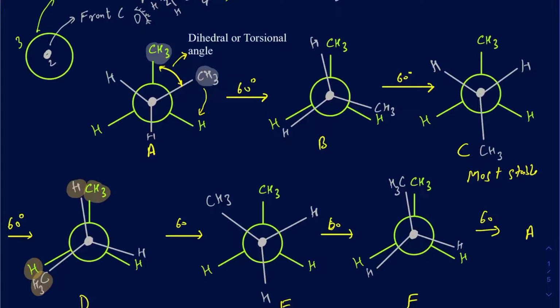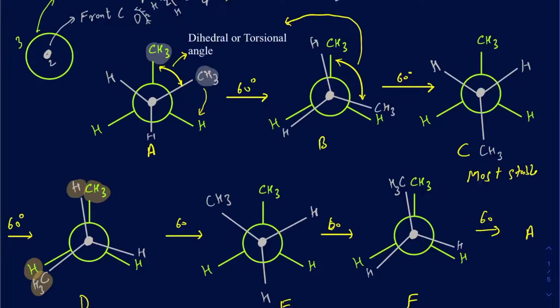And as you rotate it by 60 degrees in conformation B, what was your dihedral angle? Your dihedral angle in conformation B would have been something like this. We have 120 degrees for the dihedral angle in conformation B. So that's one thing you want to make sure you can look into.